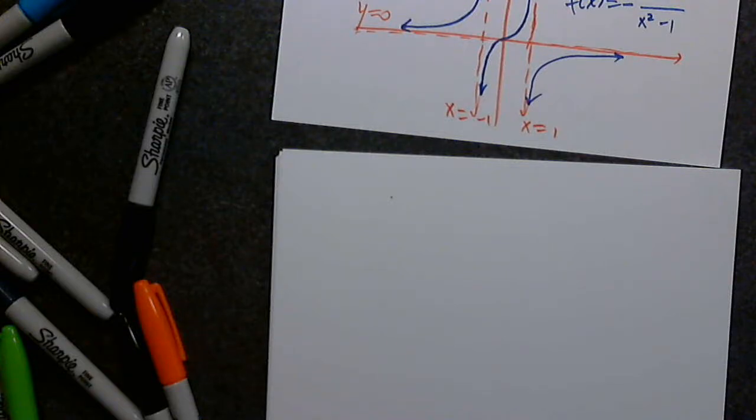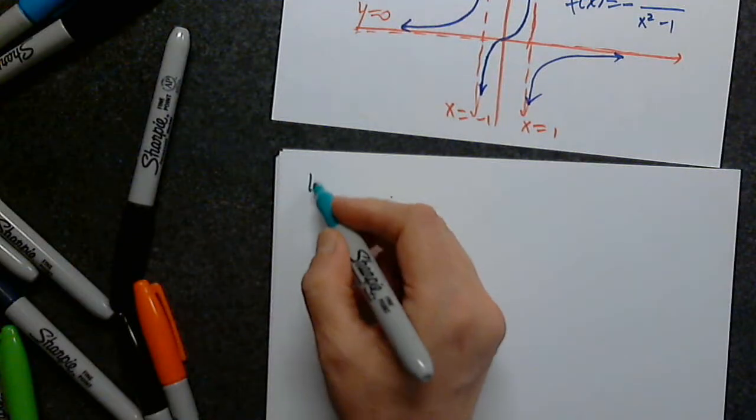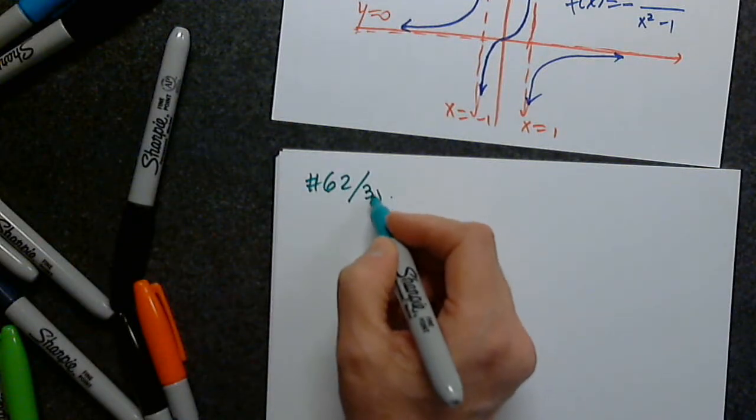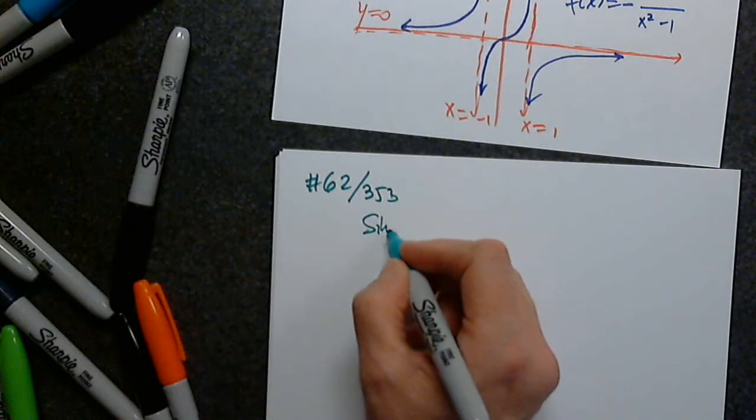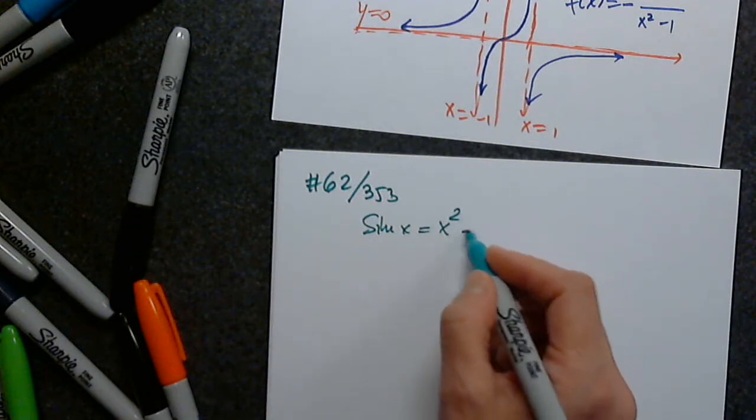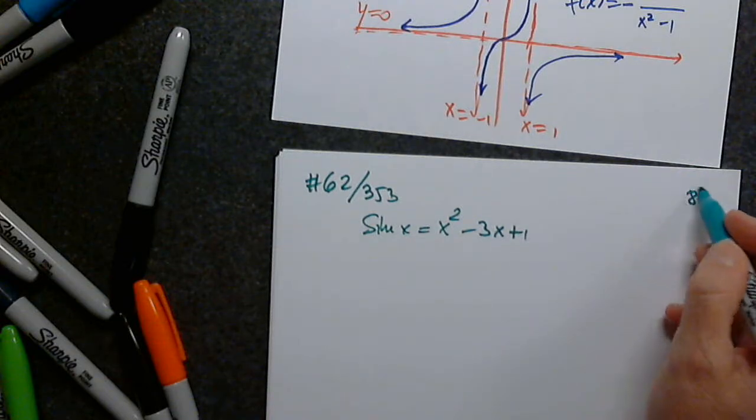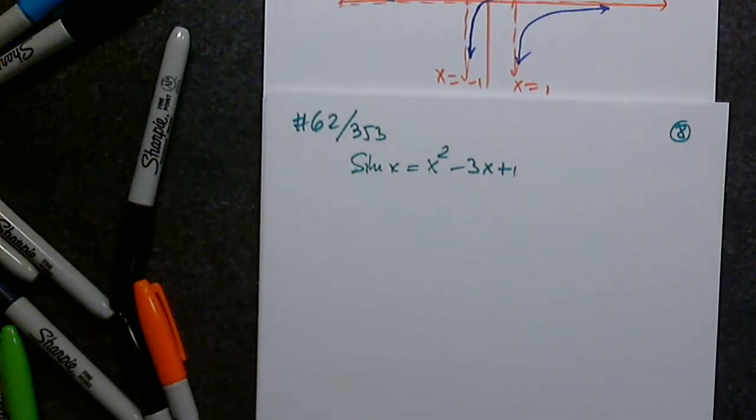An equation on page 353, like 62, 353, and we have sine x equals x squared minus 3x plus 1. What is our first step?